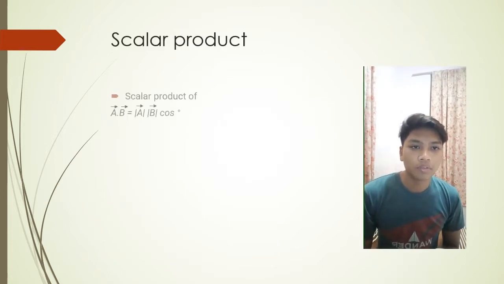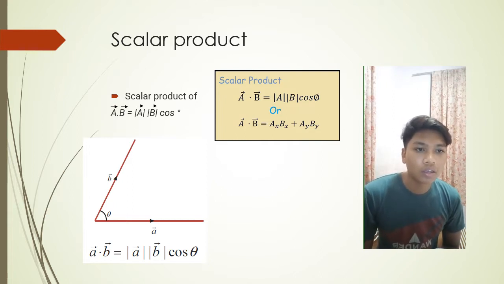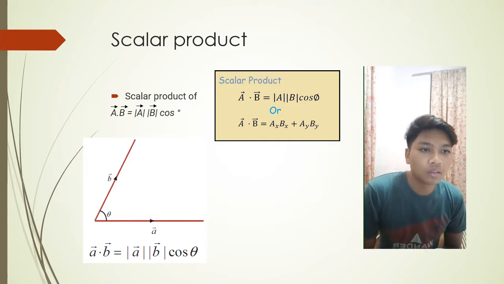Scalar products can be found by taking the component of one vector in the direction of the other vector and multiplying it with the magnitude of the other vector. It can be defined as scalar product or dot product, an algebraic operation that takes two equal-length sequences of numbers and returns a single number. The formula for scalar product is A·B equals |A||B| cos θ.